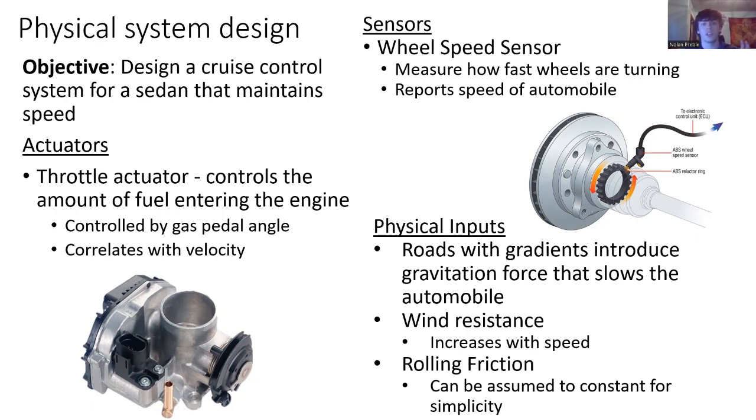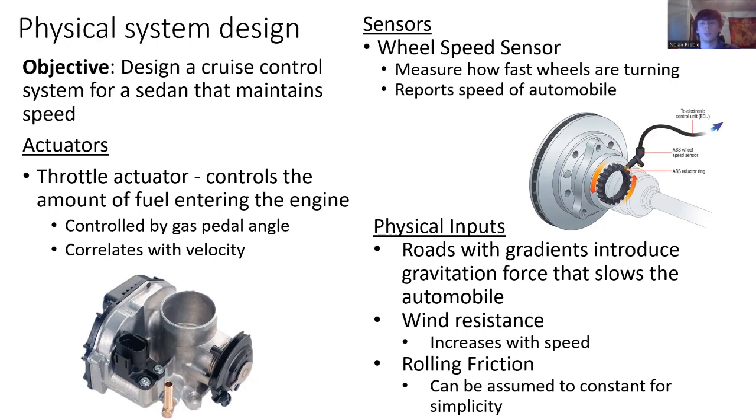And to ensure that the set velocity is maintained, we'll be using a wheel speed sensor, which will measure how fast the wheels are turning. And with that, we'll convert that into speed, which will let our sensors know how fast our car is going.